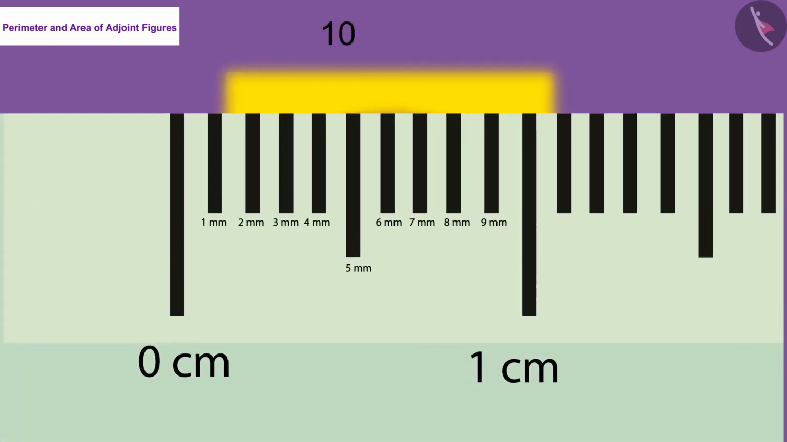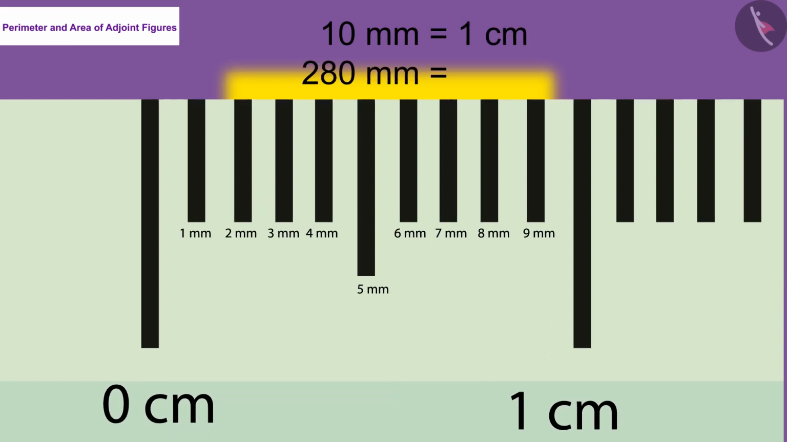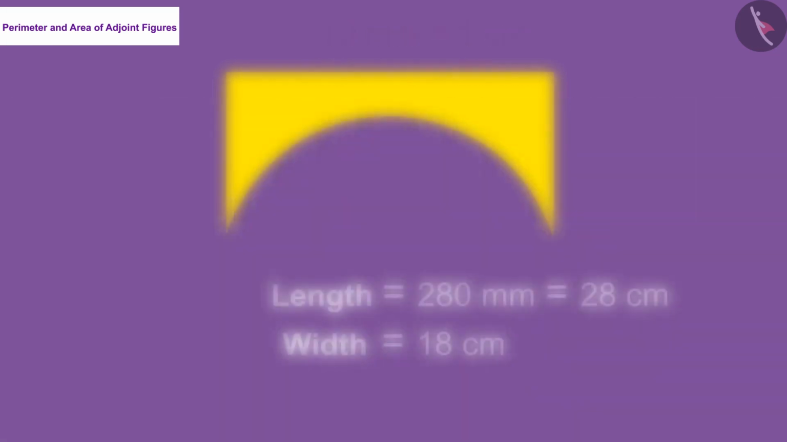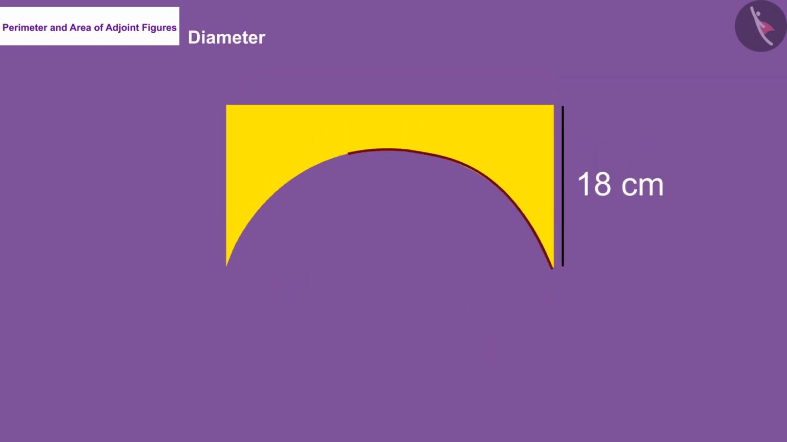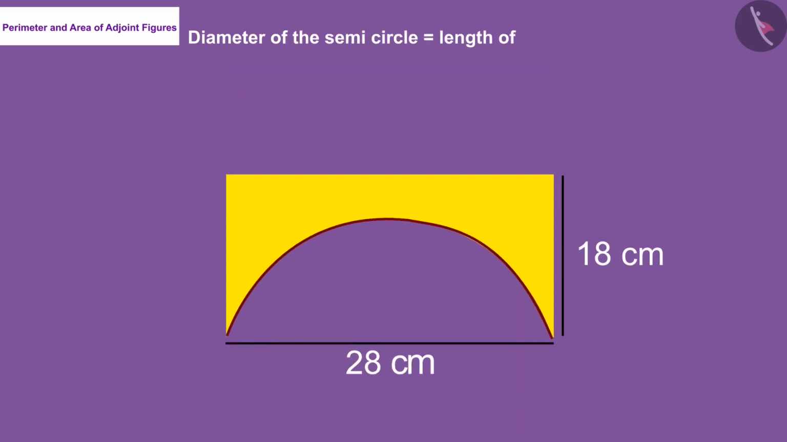Can you convert 280 mm into centimeter with the help of this scale? Well done. It will be 28 cm. Thus, the length of the rectangle will be 28 cm and the width will be 18 cm. The diameter of the semicircle is equal to the length of the rectangle.